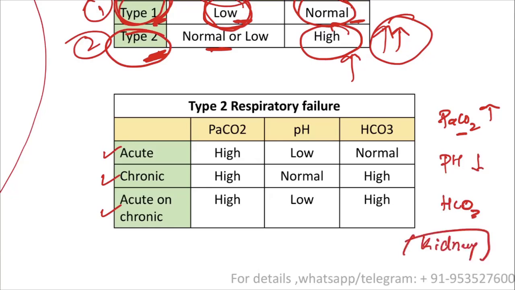Kidney takes a longer time to change the bicarb values. It cannot acutely change it. That's why it remains in the normal range. So in acute type 2 respiratory failure, pH will be low, PaCO2 values will be high, and bicarb will be in the normal range.